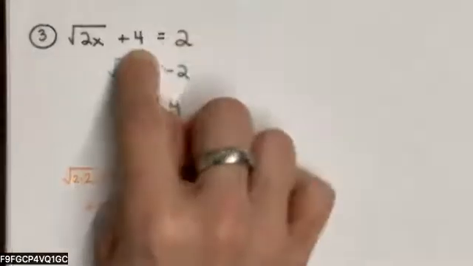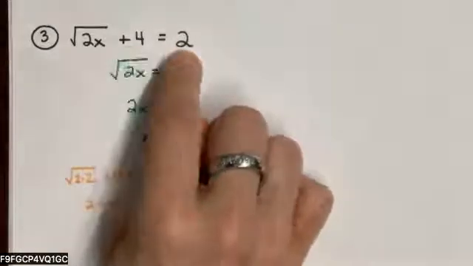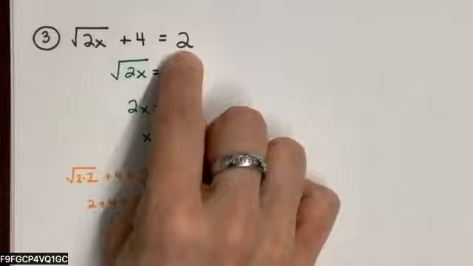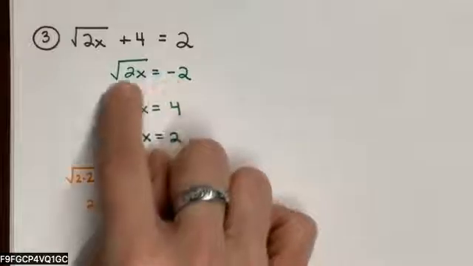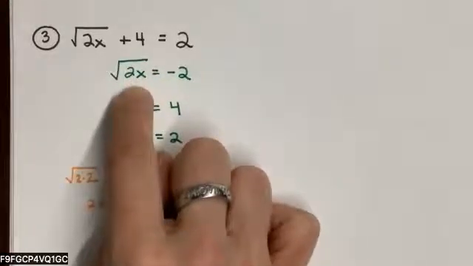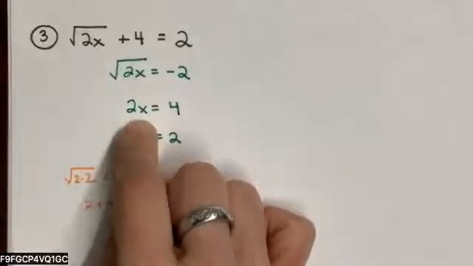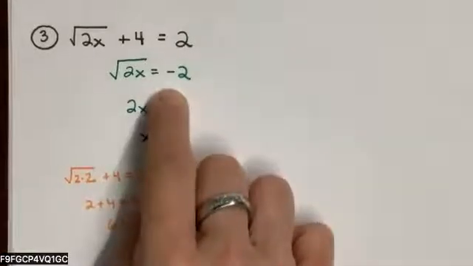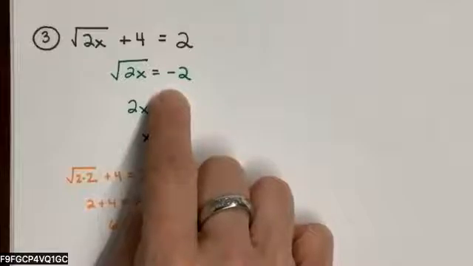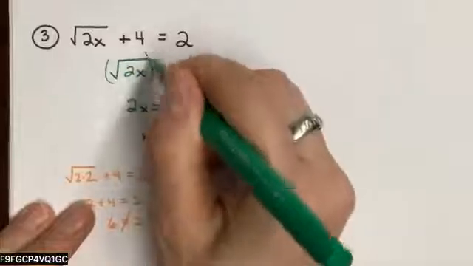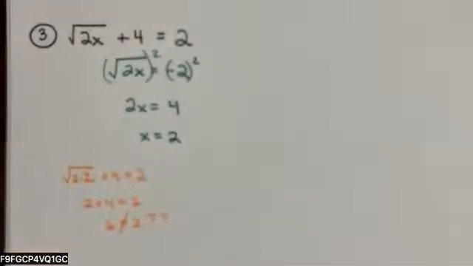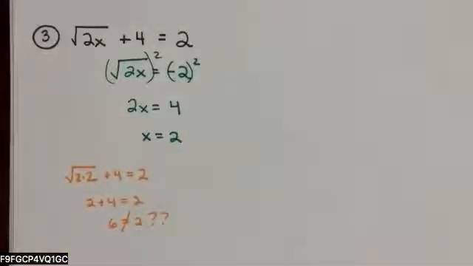So let me double check. This was outside the root, so I needed to subtract the 4 first. That was correct. And 2 minus 4 is -2, so that was correct. And now that the square root is all alone, the next thing I have to do is square. So I square both sides and the square root just disappears, so that's correct. And I know -2 squared is definitely 4. I'm squaring both sides, so I know that's +4. And then I know when I divide, that's 2. So what's going on here?